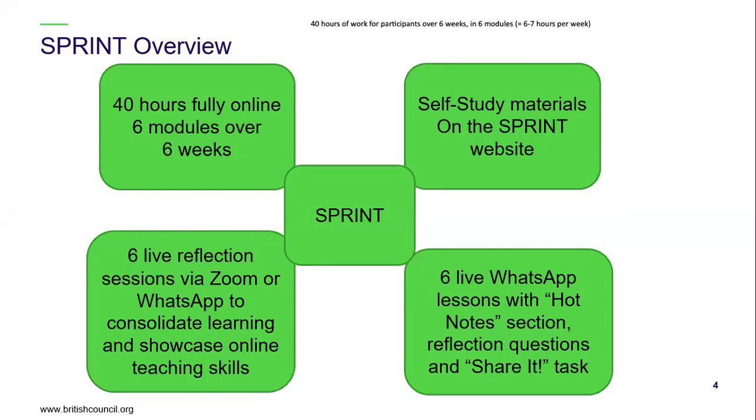How are we going to split this up? Well, there are 3 main components, okay? You've got the self-study materials on the Sprint website. I will post the link into the chat in a minute. And that will be a substantial portion of what you're going to do. You're going to be working on your own, with some fantastic materials from the British Council. They're very interactive, they're very interesting, and they're going to be the core of the course, okay?